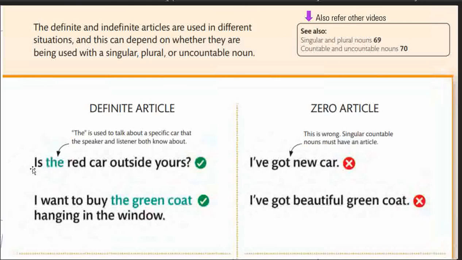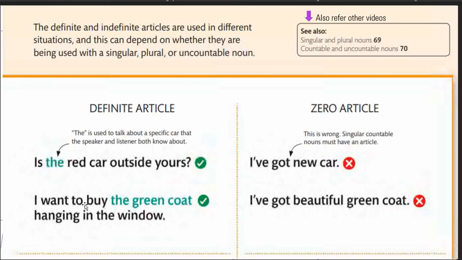Definite articles. Let us see the example. Is the red car outside yours? The means some specific car that is outside. So the is used to talk about a specific car that the speaker and listener both know about. So that is how the is used in the conversation.